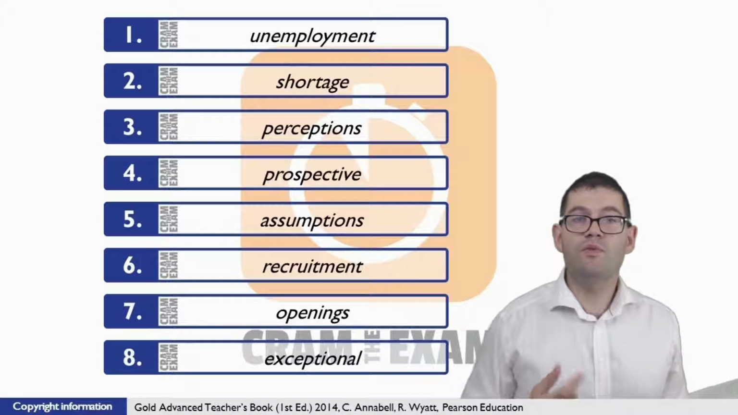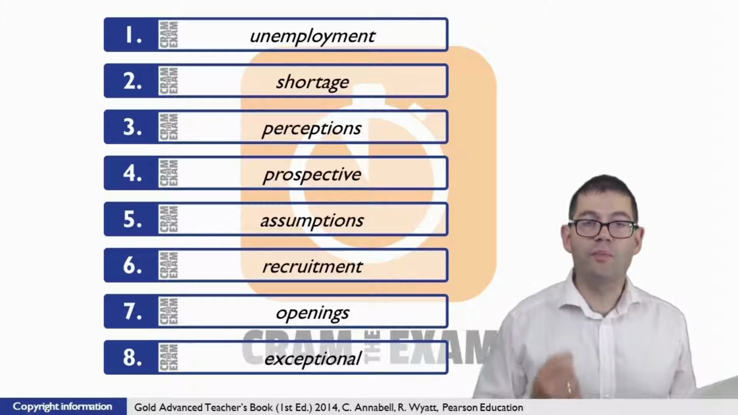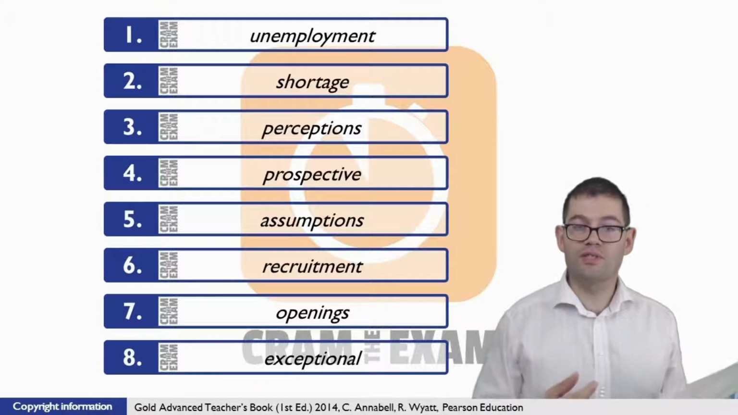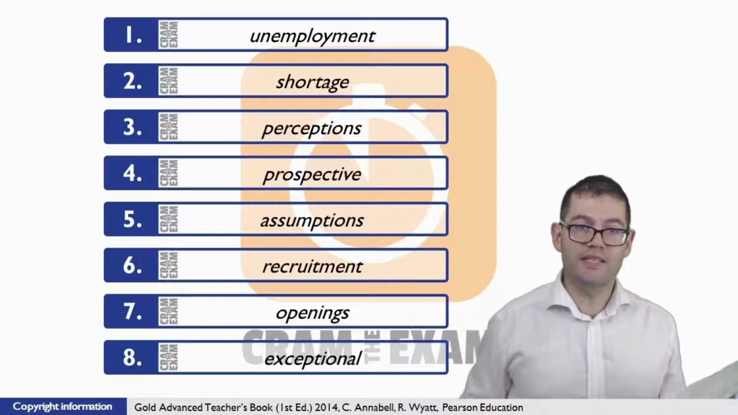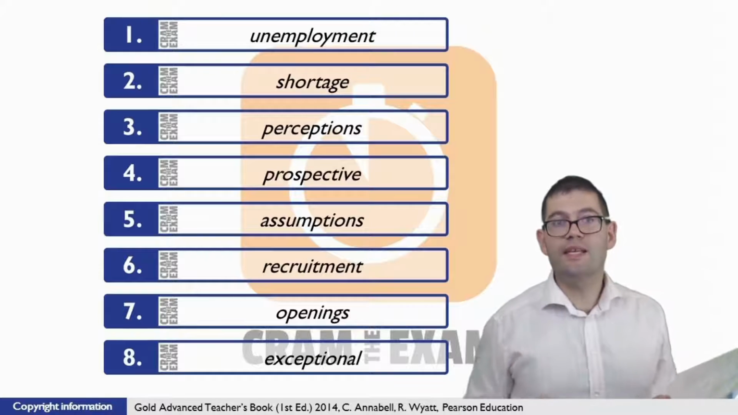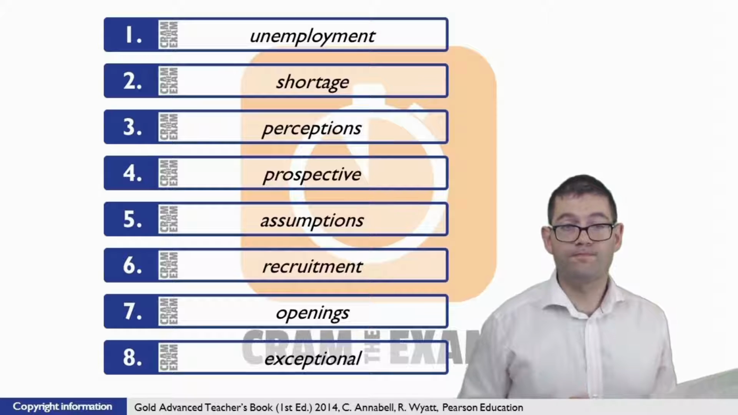For question number 2, we've got an article and an adjective, both of which need a noun, which is not in the text, which is why we've got to put it into this gap. And in this case, the noun that we need is shortage.